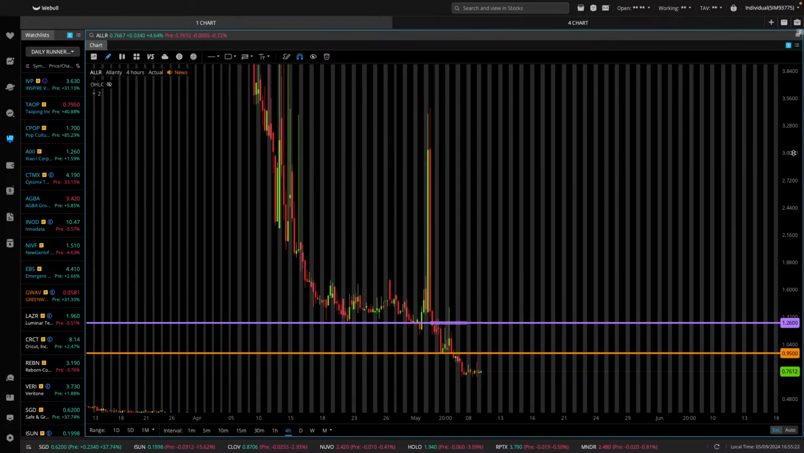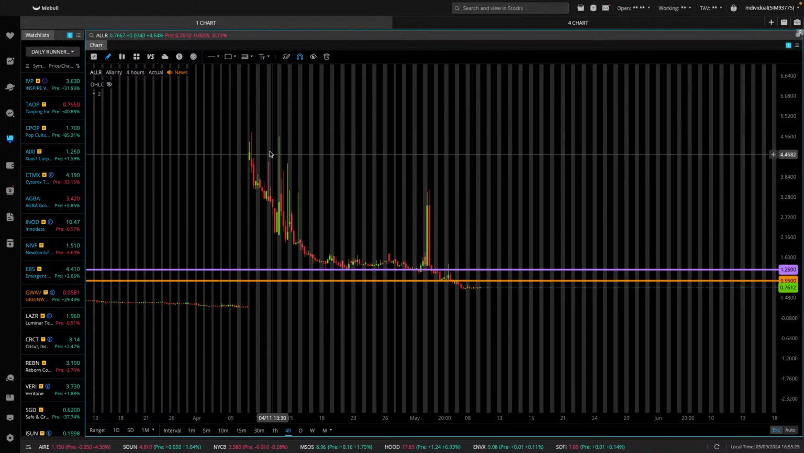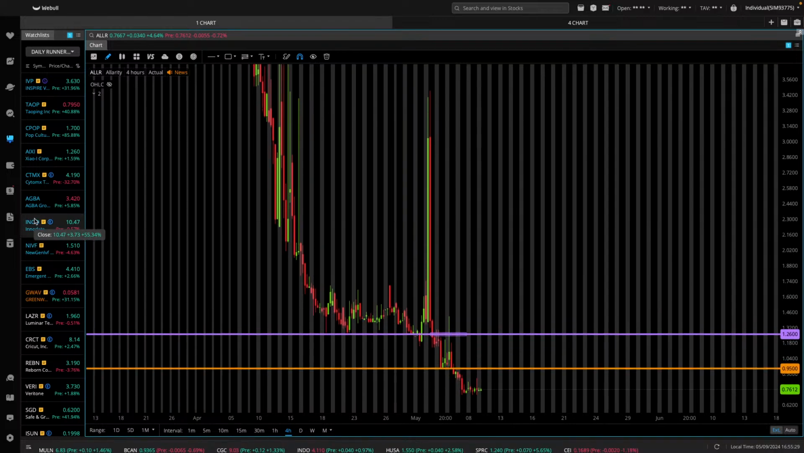ALLR, I would not touch this thing at all. It's extremely bearish. It was worth $5.15 and now it's 76 cents. Stay far, far, far away. Are all your trades day trades? Yes, all my trades are day trades. But some members decide to hold overnight. I personally don't.